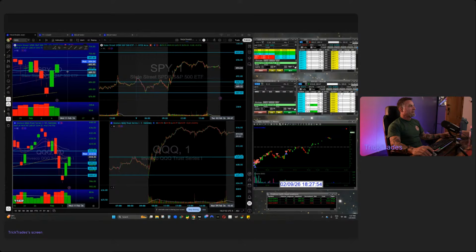And each one of these blue levels that I have here are levels that I strike. They're technical support and resistance levels that I strike prior to the market open. In fact, 30 minutes prior to the market open at a minimum. Sometimes they are done in the evening prior. That's why you see the consistency that you do on this channel, because we follow a definitive plan.